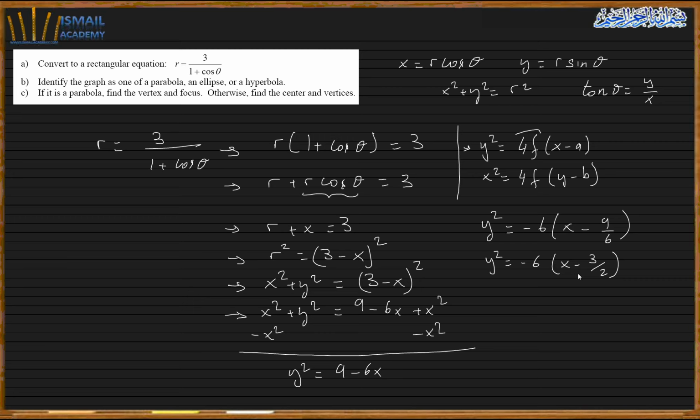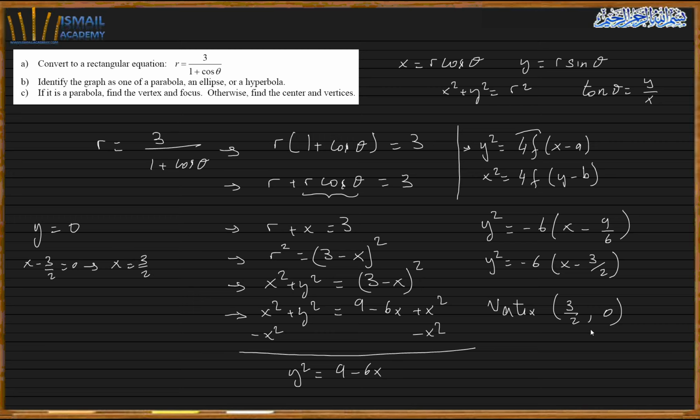So the vertex here is going to be, because here this is 0, I make this one 0, I make this one 0, so the vertex here will be 3/2, 0. So I make this one equal 0 and I make this one equal 0, so y squared equals 0, y equals 0, then we have x minus 3/2 equals 0, that means we'll have x equals 3/2. So this is the coordinate of the vertex.